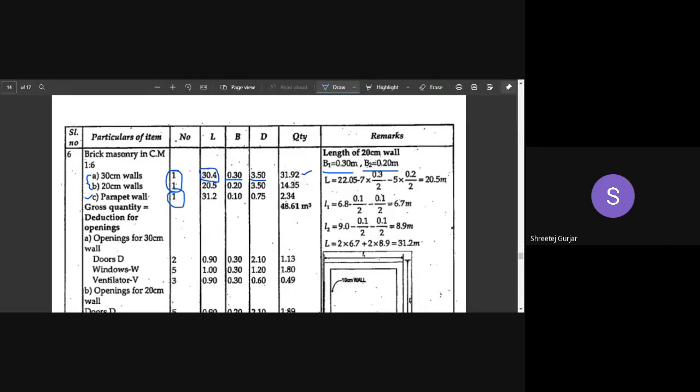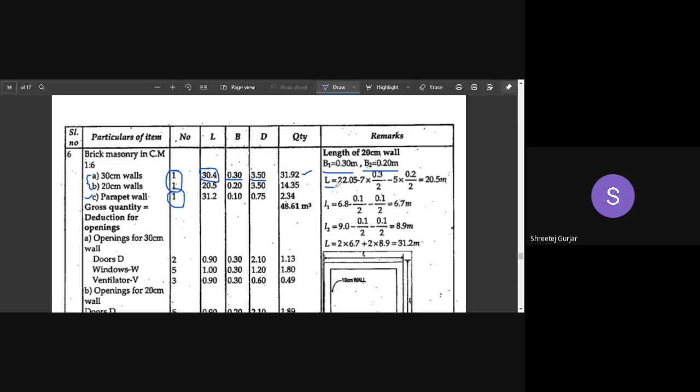But coming to your brick masonry, right? Brick masonry, your B1 and B2 are different because it is a 30 centimeter wall and B2 is a 20 centimeter wall. So we will use B1 as 0.3 and we will use B2 as 0.2. Okay. So coming for a calculation.